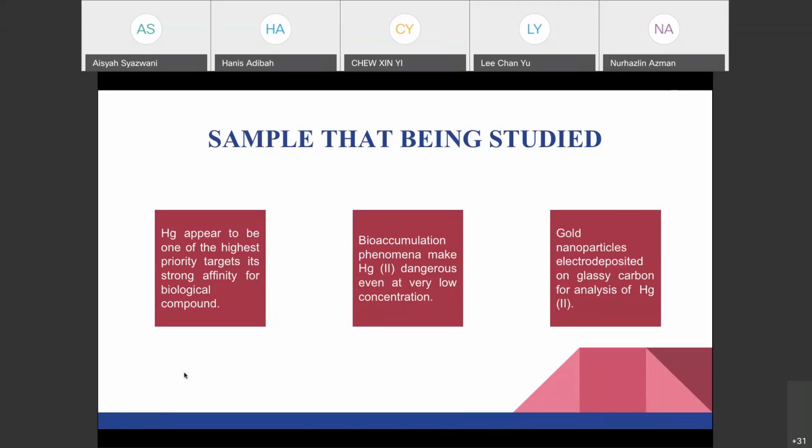So next example that we studied, mercury appears to be one of the highest priority targets from the activity for biological compounds. So bioaccumulation phenomena make mercury too dangerous even at very low concentration. So we use gold nanoparticle electrode deposited on glassy carbon for analysis of mercury 2.